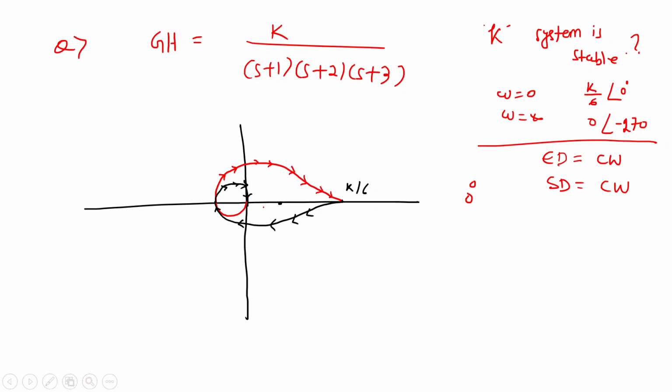Now, is there any infinite radius half circle? No, it is not there, because there are no poles at the origin. So this is your complete Nyquist plot.